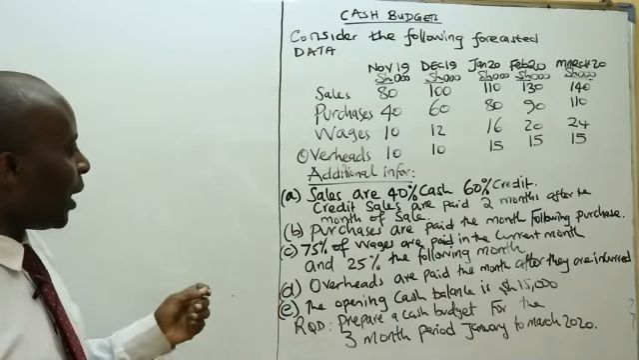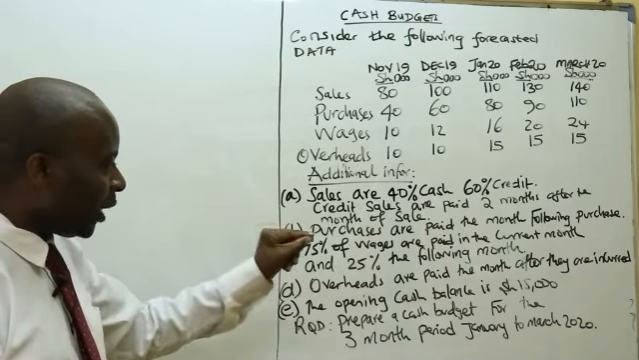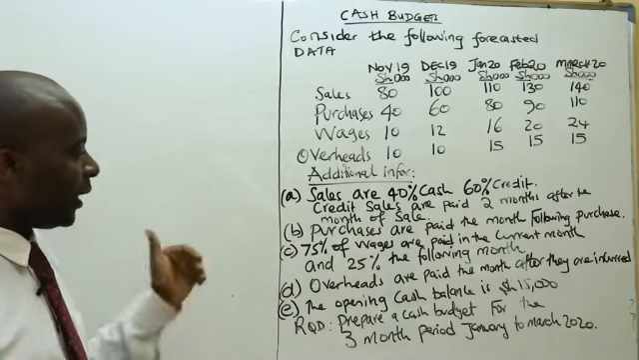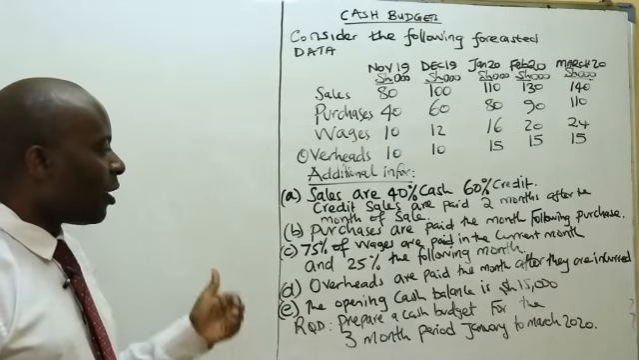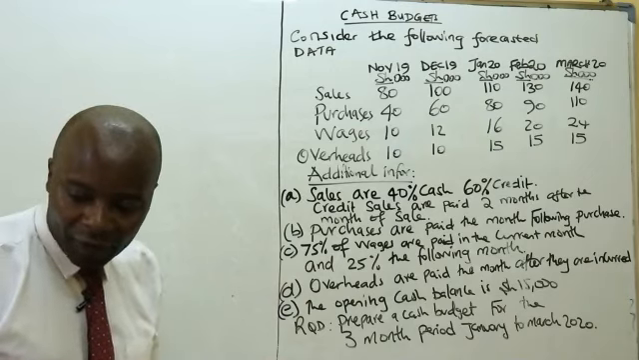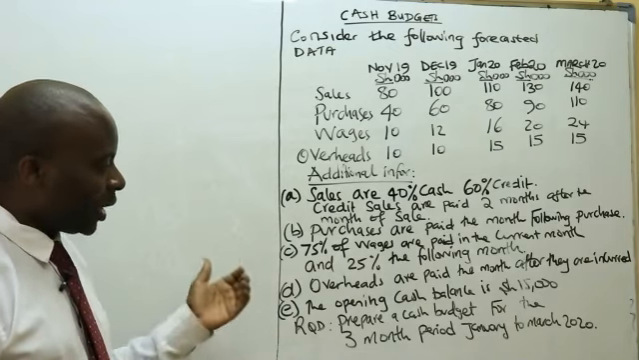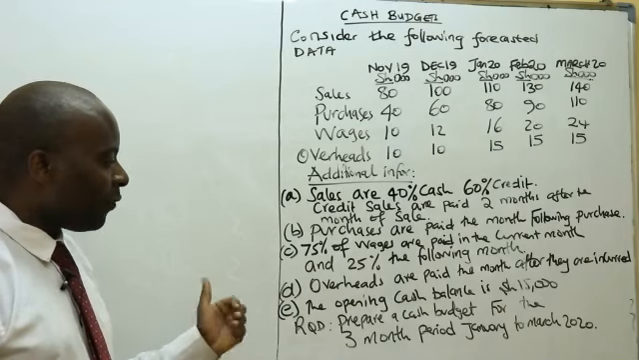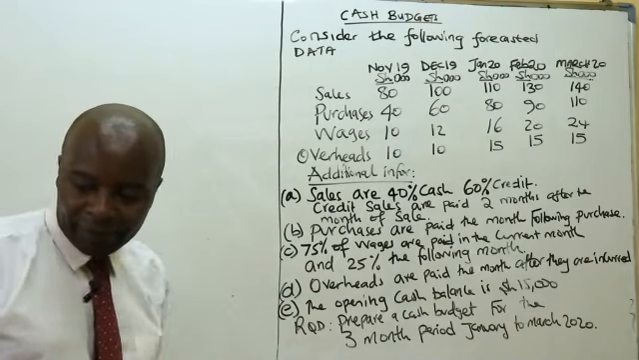And then we are told here, B, purchases are paid the month following a purchase. C, 75% of wages are paid in the current month and 25% the following month. D, overheads are paid the month after they are incurred. E, the opening cash balance is shillings 15,000. Required: prepare a cash budget for a 3 month period, January to March 2020.